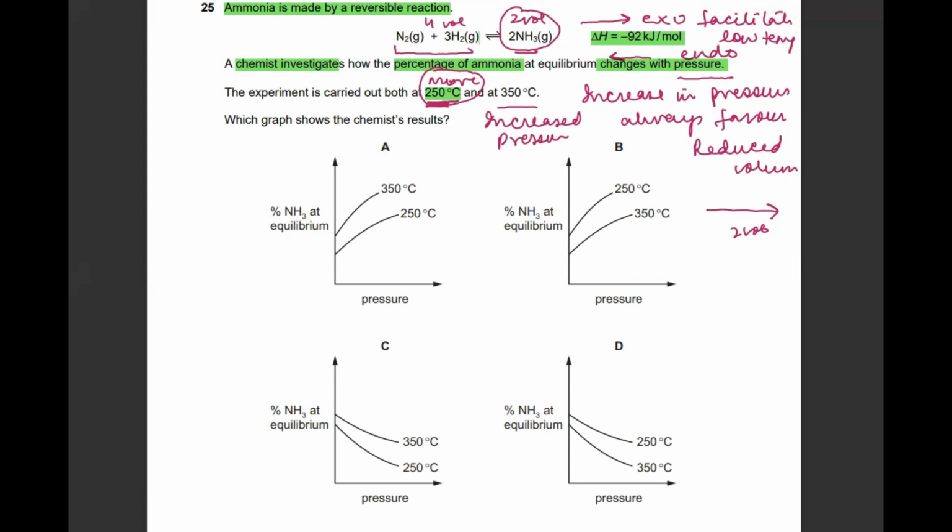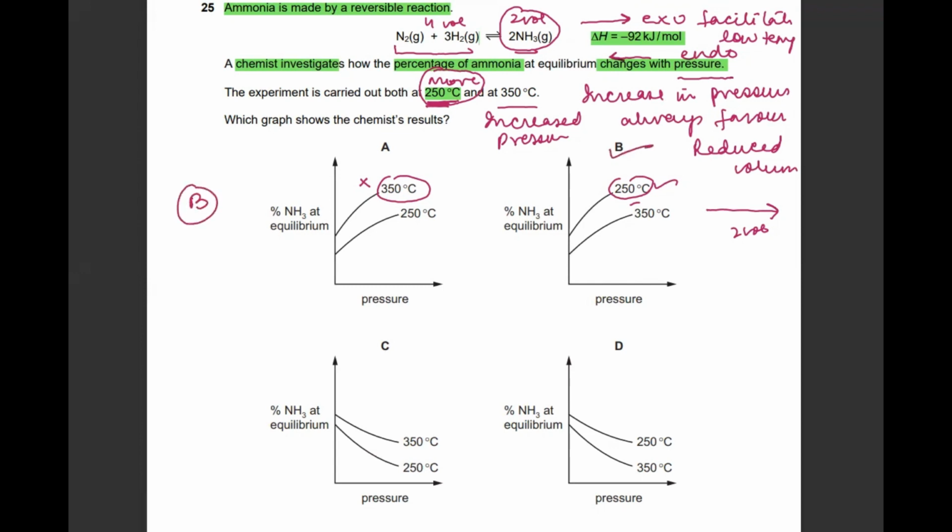On the y-axis we have the percentage at equilibrium, and on the x-axis we have pressure. So 350 will never give us the maximum yield because, as I've already said, the forward reaction is exothermic. So 250 is going to facilitate more yield. Now, yes, this is correct. 250 will give more, and the increase in pressure is going to give more. So option B will be my correct answer. So B is the correct answer in this scenario.